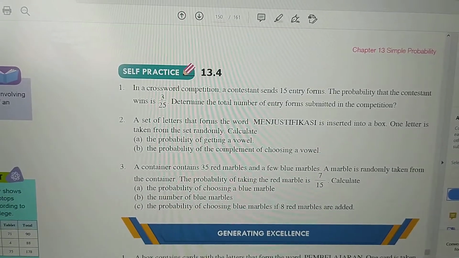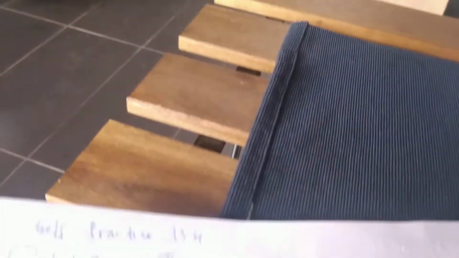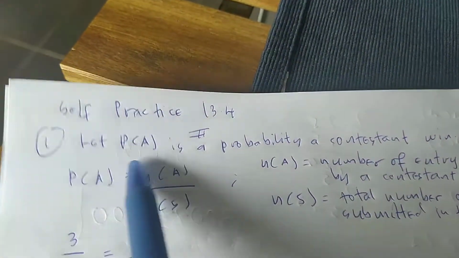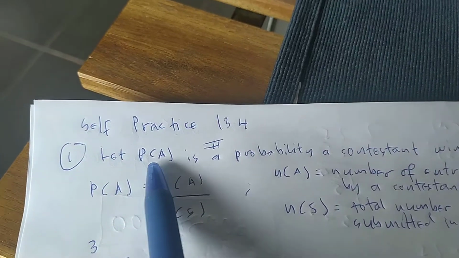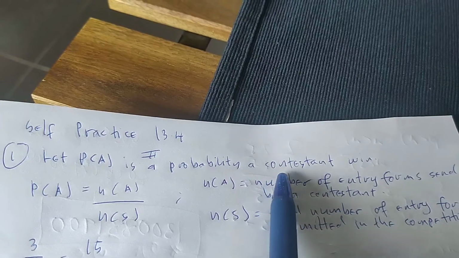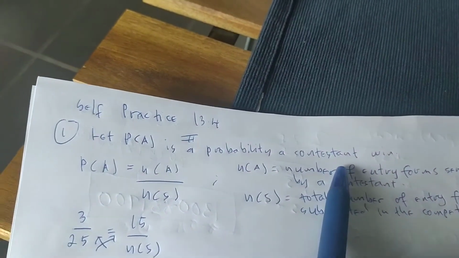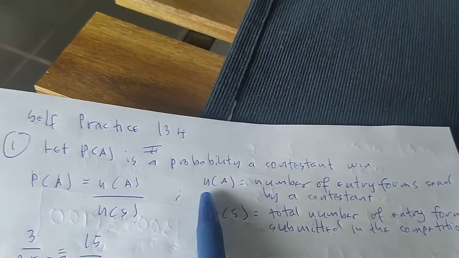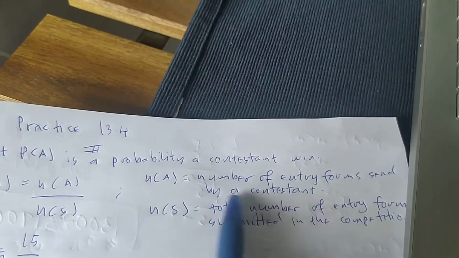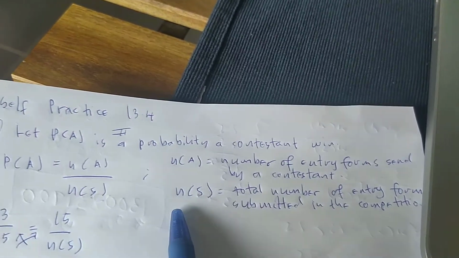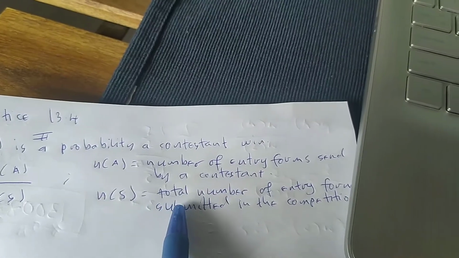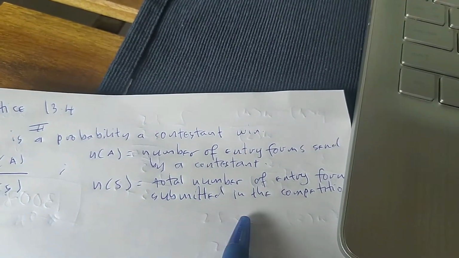Okay, so how to find the answer for this one? Alright, look here. First of all, P(A) is the probability a contestant wins, and n(A) is the number of entry forms sent by a contestant, and n(S) is the total number of entry forms submitted in the competition.